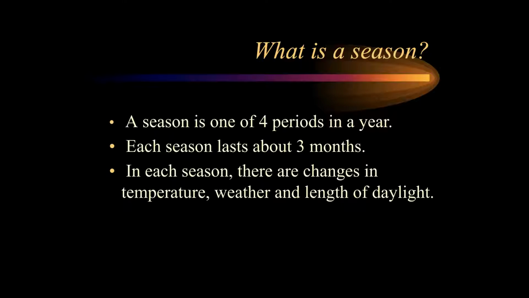What is a season? Well, I tried to describe that, but this will even help you more. A season is one of 4 periods in a year. Each season lasts about 3 months. Well, that's roughly 90 days. In each season, there are changes in temperature, how hot and cold it is, and the weather, and the length of daylight, which is very important to everyone that lives on our planet, even the animals.